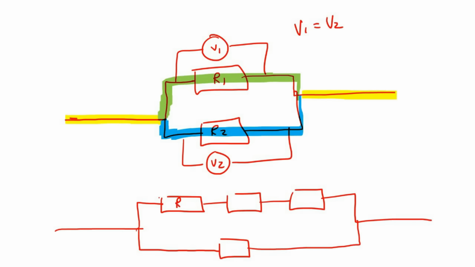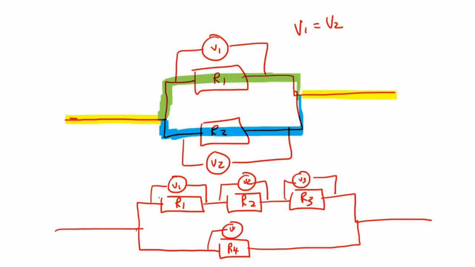So let's call this R1, R2, and R3, and let's call this R4. And let's say we had a voltmeter over here, V1, V2, and V3. And then here we had a voltmeter called V4. But let me just show you that this is parallel.